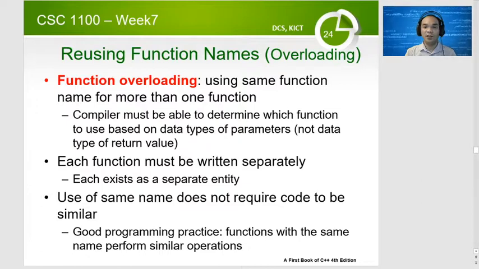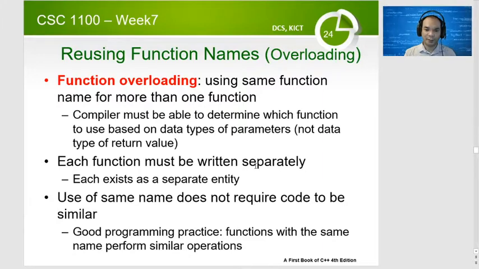Function overloading is basically using the same function name for more than one function. So the compiler must be able to determine which function to use based on the data type of the parameters given. So if I'm calling with one parameter and the data type is integer, then I'll look for the kind of function that will satisfy this function call.